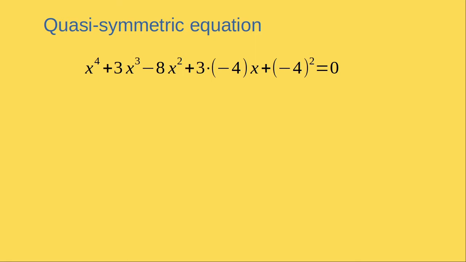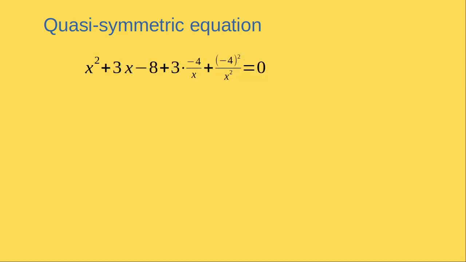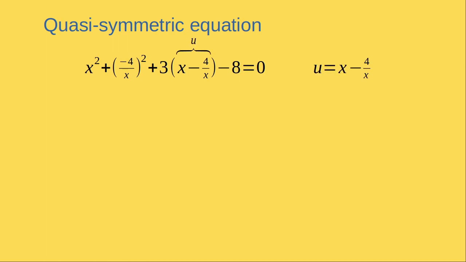Let's start with the same trick as before and divide by x squared. After rearranging the equation such that the x term and the minus 4 over x term are next to each other, and factoring out 3 from these terms, we see that the substitution x minus 4 over x equals u imposes itself. The crucial point is that the equation is of such form that the rest of it can be expressed as a quadratic function in u.